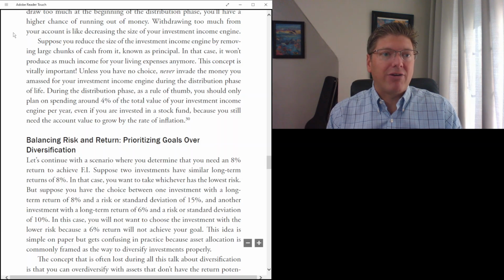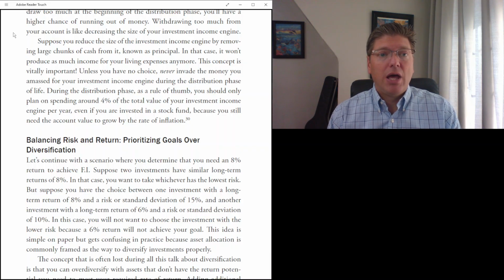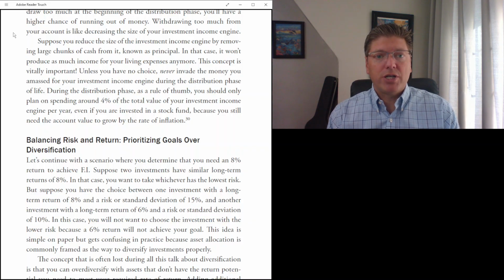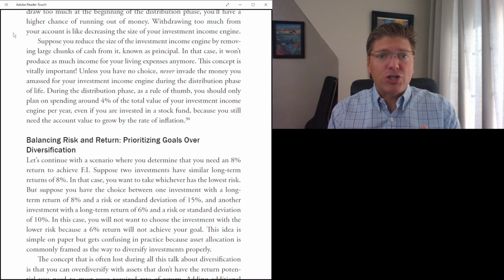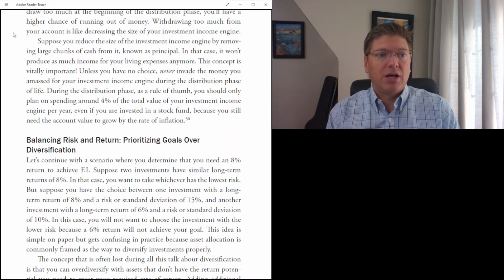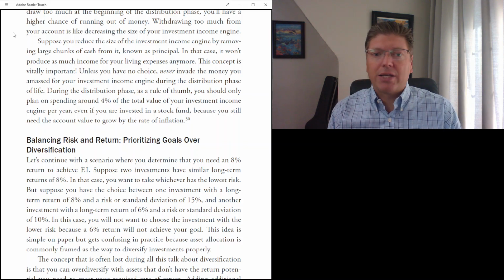Withdrawing too much from your account is like decreasing the size of your investment income engine. Suppose you reduce the size of the investment income engine by removing large chunks of cash from it, known as principal. In that case, it won't produce as much income for your living expenses anymore. This concept is vitally important. Unless you have no choice, never invade the money you amassed for your investment income engine during the distribution phase of life. During the distribution phase, as a rule of thumb, you should only plan on spending around 4% of the total value of your investment income engine per year, even if you are invested in a stock fund, because you still need the account value to grow by the rate of inflation. And we'll talk more about that coming up.